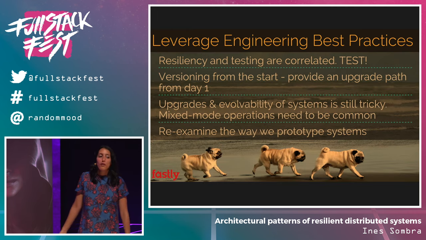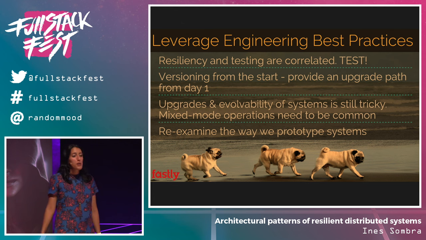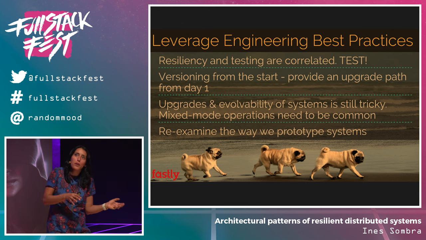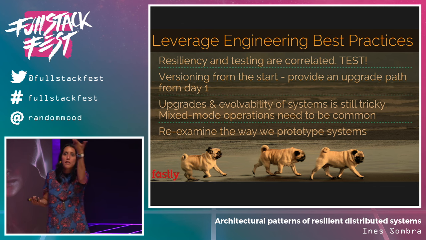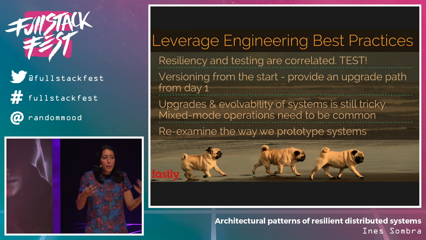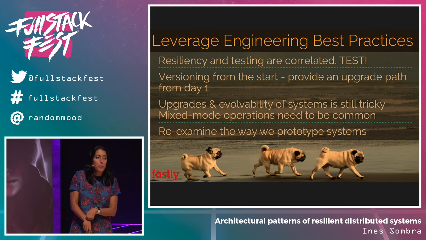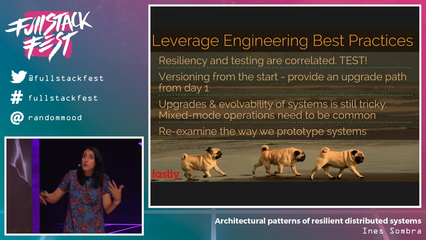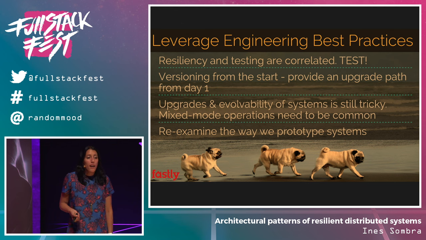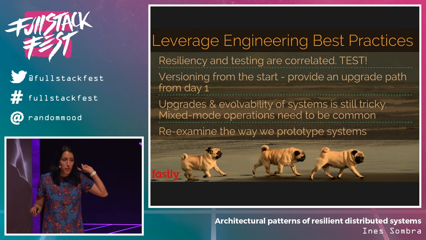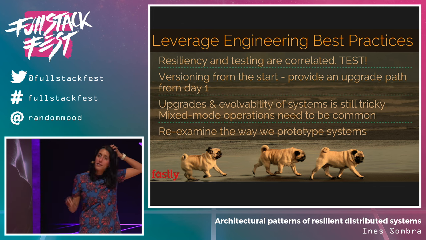All right. So we want to leverage engineering best practices. We saw a pattern emerging that the things that we know that we should be doing are actually helpful. And they're helpful in different planes, right? So we want to do them. Testing and resiliency are correlated. You still have to do it. I'm sorry that there's no magic bullet there. Versioning is important. It provides you an upgrade path. It's very, very good. So the upgrades and evolvability of a system is still tricky. Again, mixed mode is important. We recently forgot to account for this, but we fixed it.